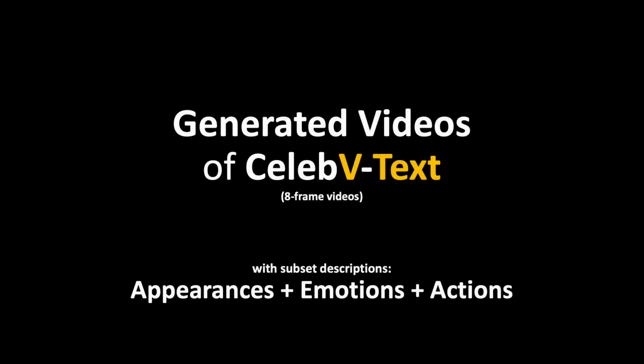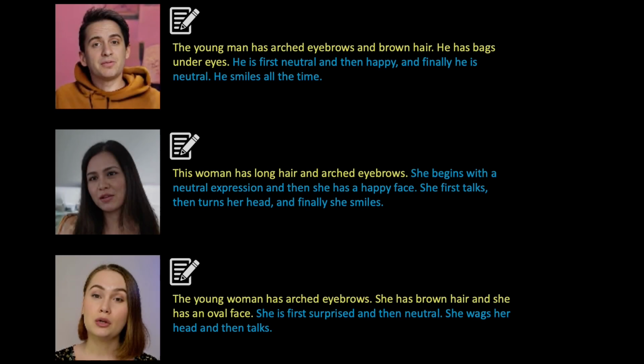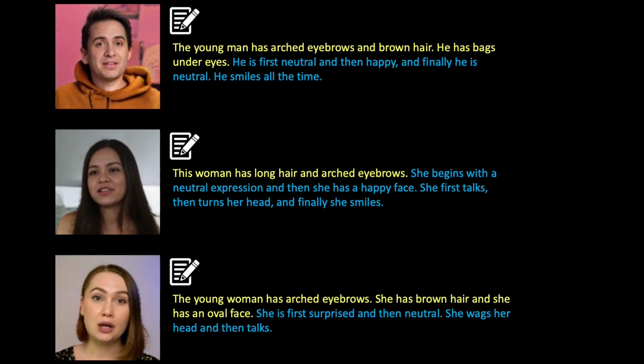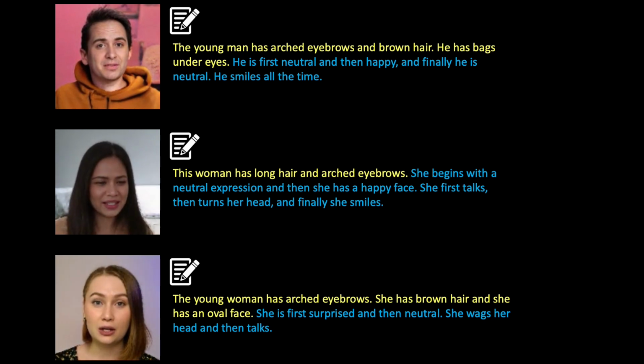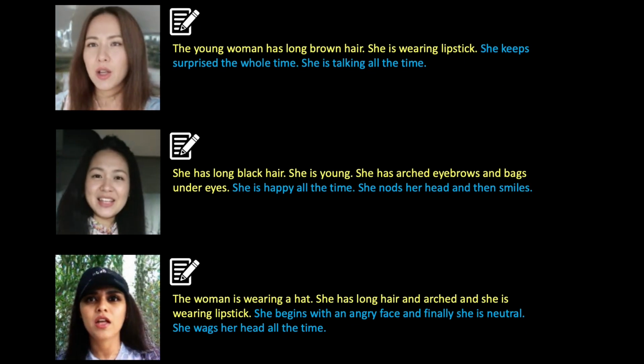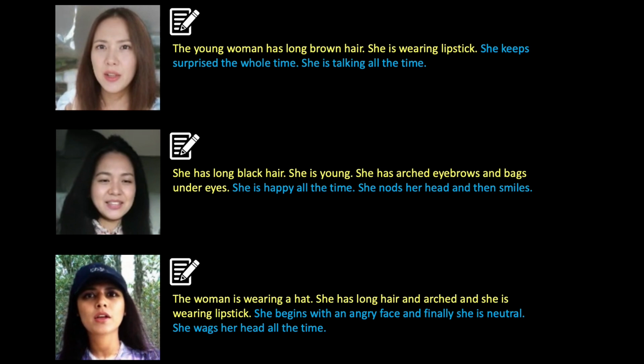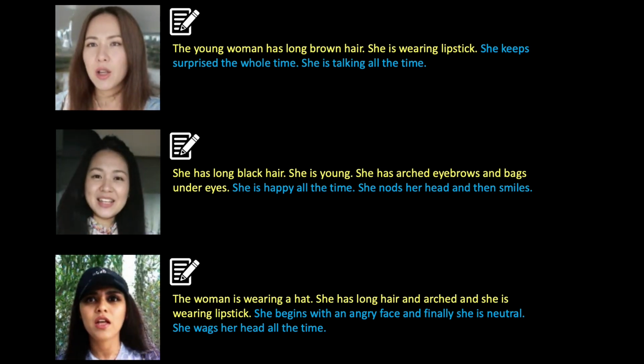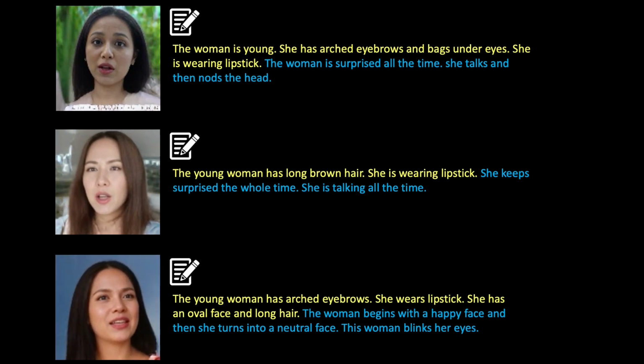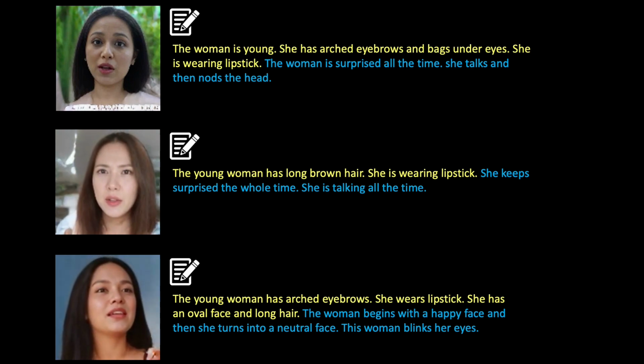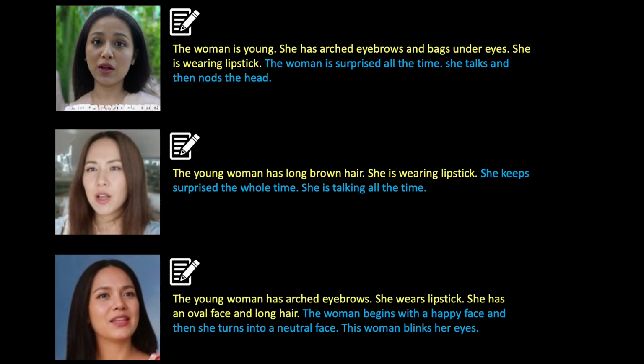Here we show video samples generated by MMVID trained on CelebV-Text, given text descriptions about general face appearances, emotions, and actions. Our video samples are generated by MMVID with test-time interpolation. We can see that both the static attributes and dynamic attributes described in the input texts have relevant video content in the generated videos, which shows the effectiveness of our CelebV-Text dataset.